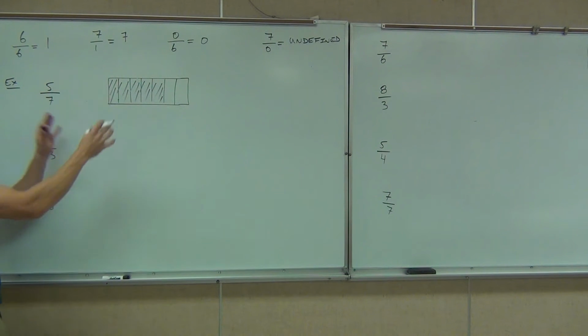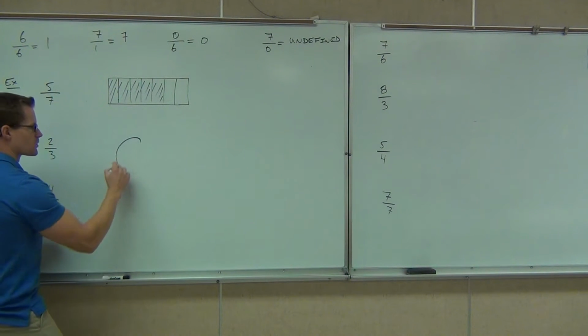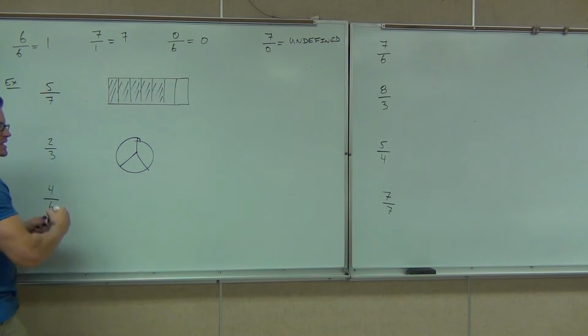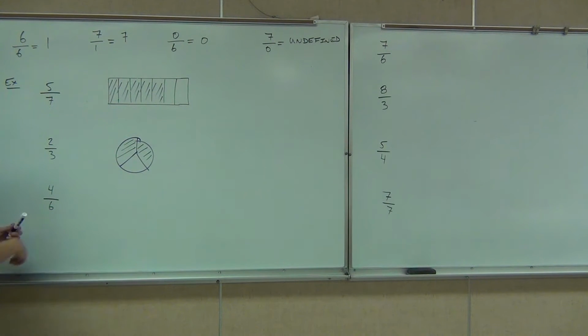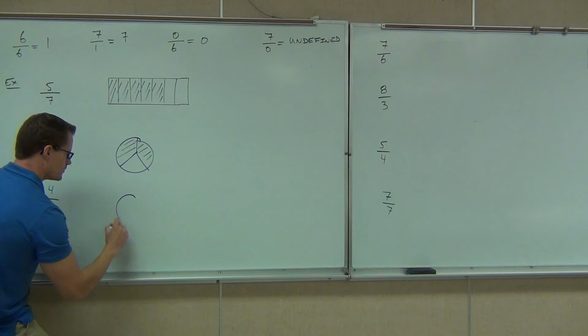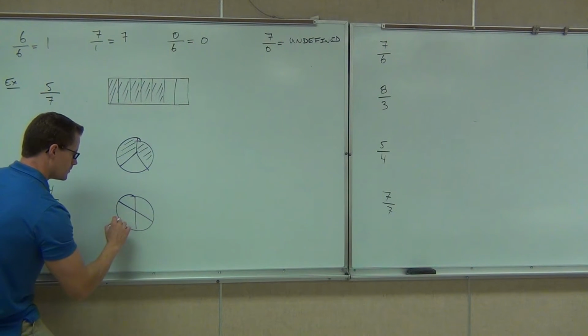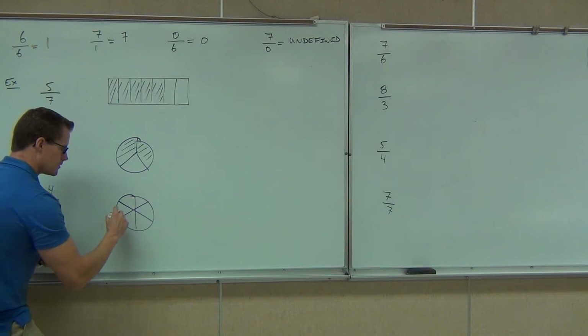Next one, and you can draw rectangles, you can draw circles, squares, whatever you really want to do. I'll draw a circle for this one. This says we cut this into 3 parts, and of course we're going to be shading 2 of them. How many parts do we cut the next one into? 6. And we'll shade how many? 4.